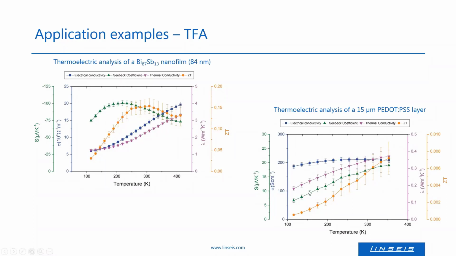On the right, you can see an example of an organic conductor and thermoelectric material, which is called PEDOT:PSS. This layer had a thickness of 15 micrometers, and with the TFA also a full thermoelectric analysis was performed. So again, the Seebeck coefficient was measured, the electrical conductivity was measured, as well as the thermal conductivity. With these properties, the ZT value could be determined, which increases in this example with temperature.